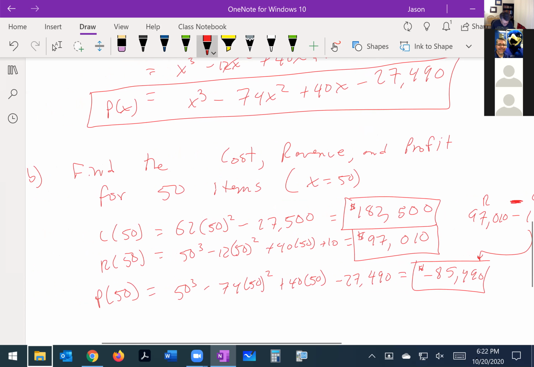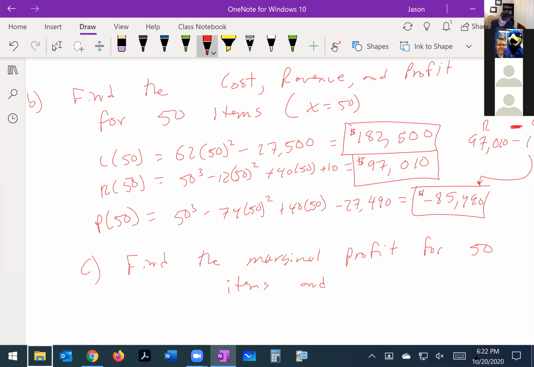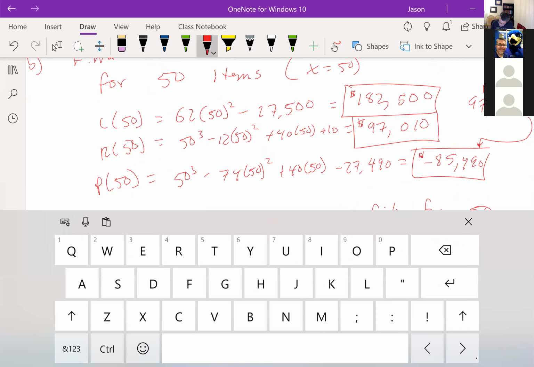Okay, so C says find the marginal profit for 50 items, and the approximate profit on 51 items.